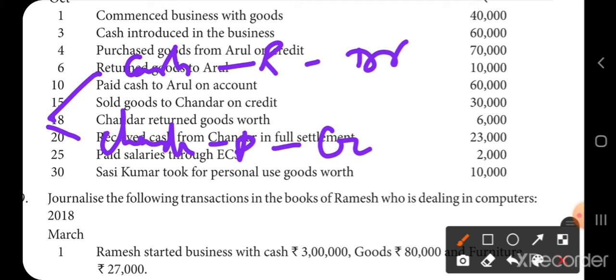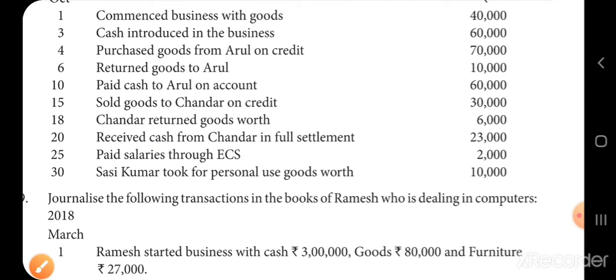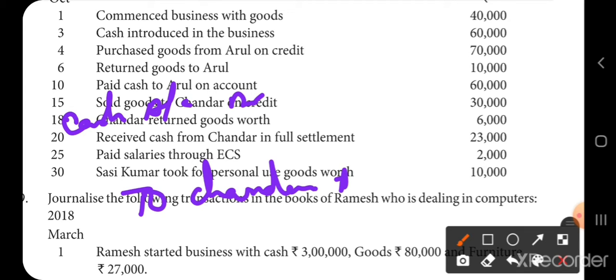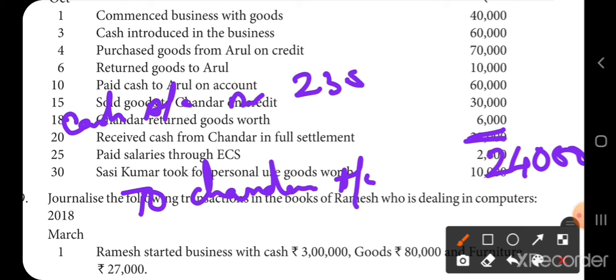Now what is the entry? Cash account debtor to Chandar account. Now how much actually does Chandar have to pay? 24,000. How much is he paying here? 23,000 cash is received. Okay, and they say it is a full settlement.